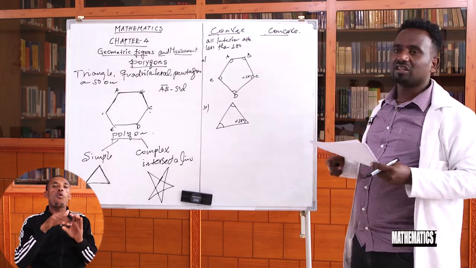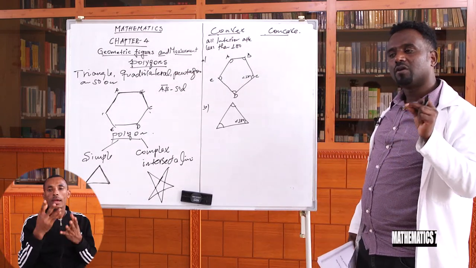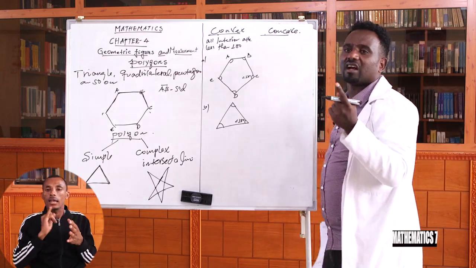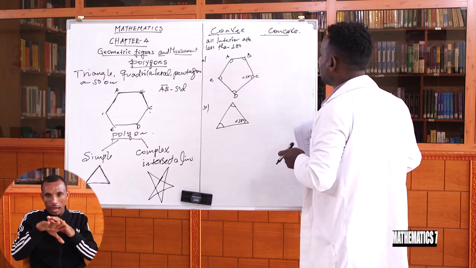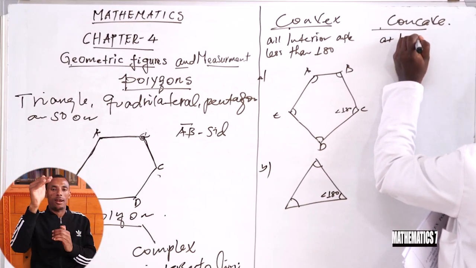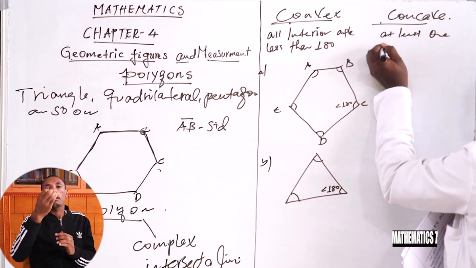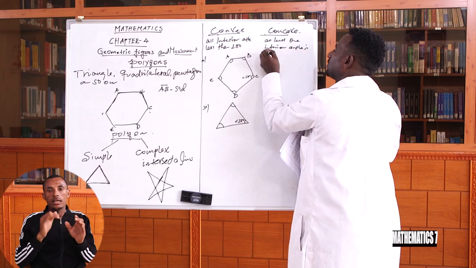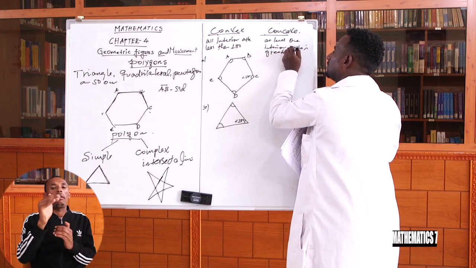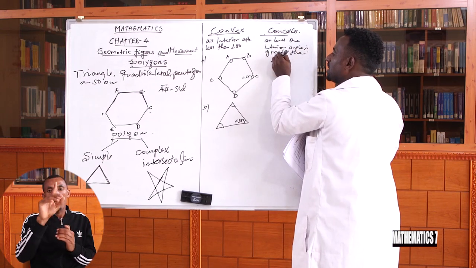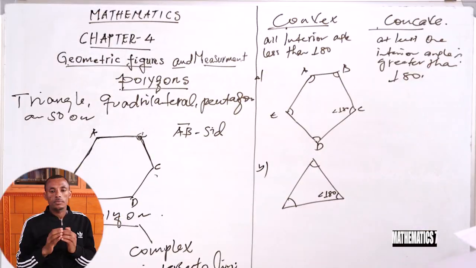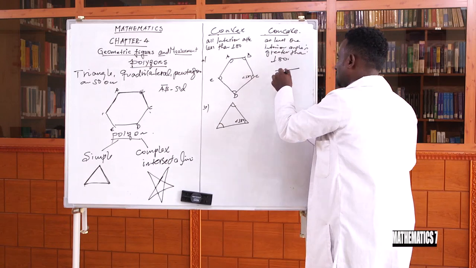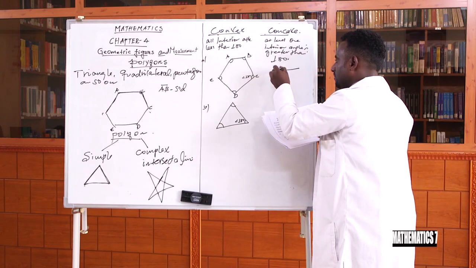A concave polygon is a simple polygon in which at least one interior angle is greater than 180 degrees. Let me draw an example. This is an example of a concave polygon.